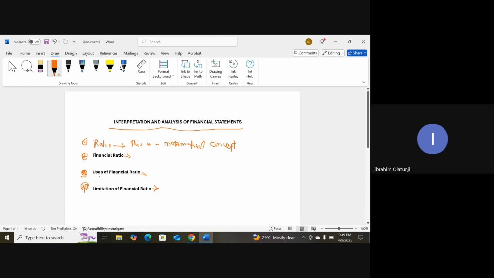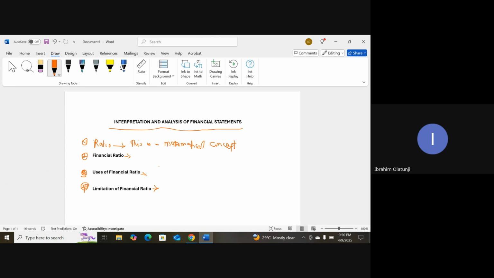Then, when we talk about the uses of financial ratio, it is very straightforward, because what we are saying is that the information needs of accounting information users are not usually the same. So the various needs for which accounting information analysis is required is where we get the uses of financial ratio.